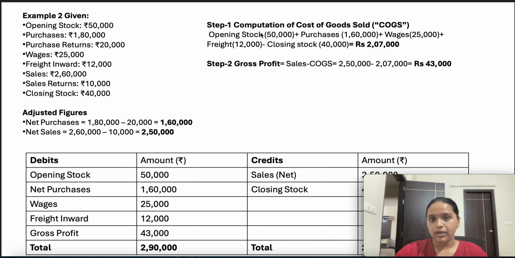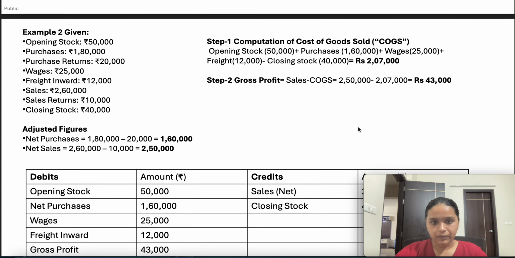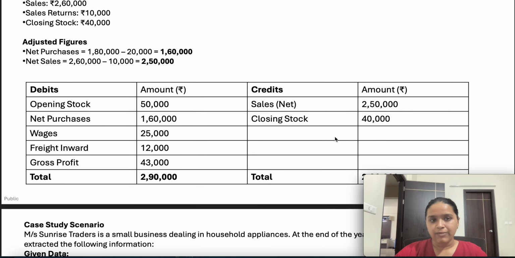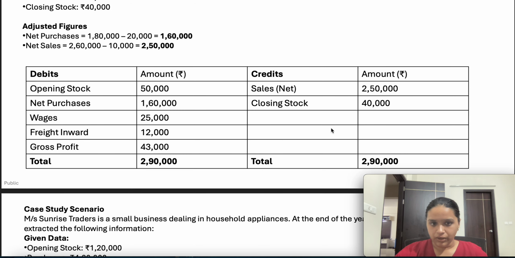Okay, so while calculating the cost of goods sold, opening stock 50,000 we have to add, purchases 1,60,000 we have to add, wages 25,000, freight inward 12,000. Sales we don't need to consider in the cost of goods sold. And closing stock 40,000 we need to deduct. So our cost of goods sold amounts to 2,07,000. Okay, and our net sale is 2,50,000. It means how much gross profit do we have? Sale minus COGS, 43,000. Okay, and you can derive the same answer by preparing the trading account also.